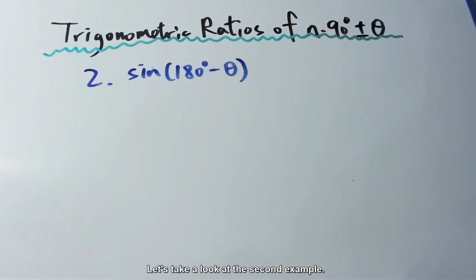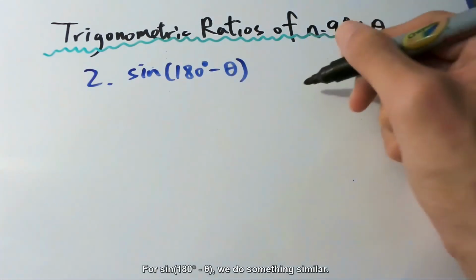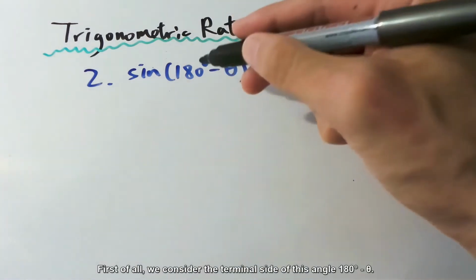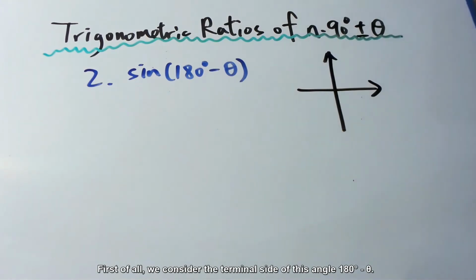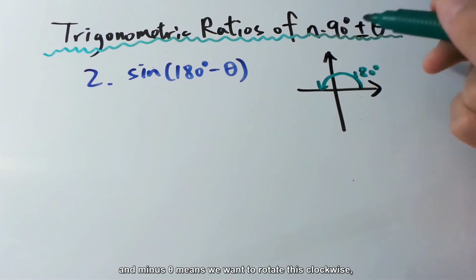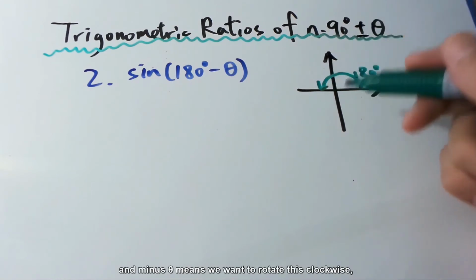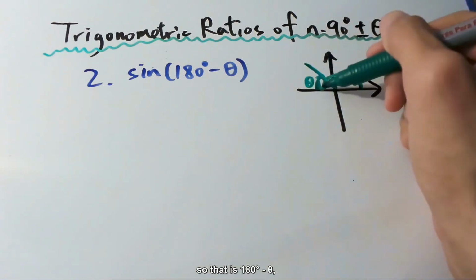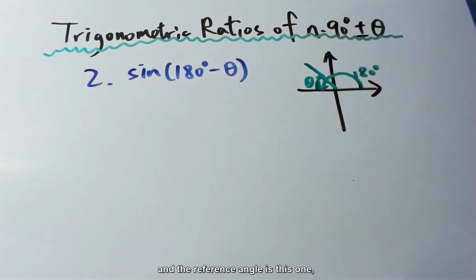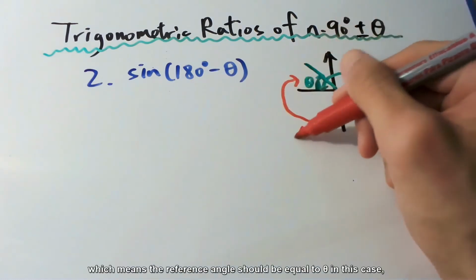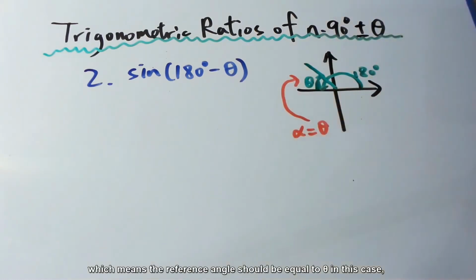Let's take a look at the second example. For sine 180 degrees minus theta, we do something similar. First of all, we consider the terminal side of this angle 180 degrees minus theta. This is 180 degrees. And minus theta means we want to rotate this clockwise. So that is 180 degrees minus theta. And the reference angle is this one, which means the reference angle should be equal to theta in this case.